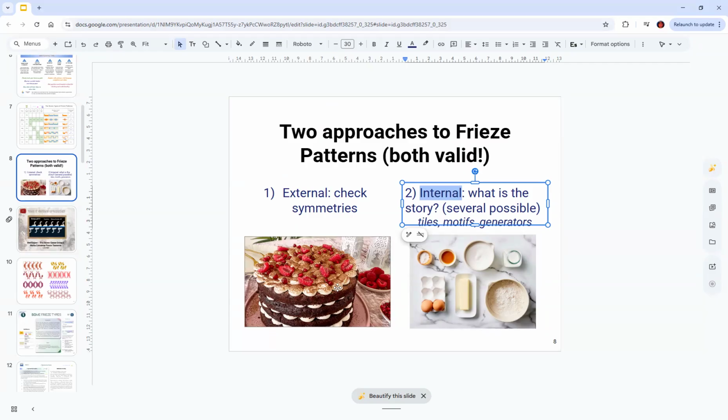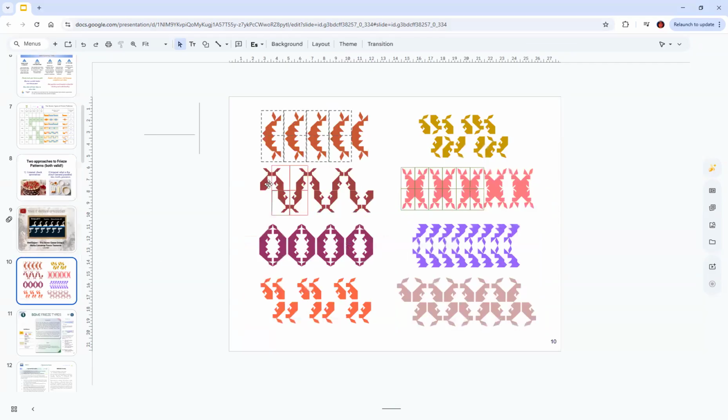Like a reverse engineering. Of course, it's a Frieze pattern, so it has a lot of repetition. So you know there's always translating to the left and to the right, but you want to see if there's more, right? Once you find the tile, you want to keep breaking it and find any symmetries.